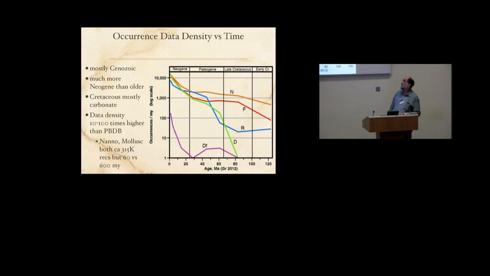And it's mostly in the Cenozoic. There's some data, at least for the nanofossils and forams, in the Cretaceous, but remember this is a log scale, so there really isn't very much here for anything else. And in the Neogene, it goes up even an order of magnitude more. And so the data density, because it's such a small number of clades over a short period of time, is about 10 to 100 times higher than PBDB, but only for a tenth as many clades. So it's just a very more focused database.